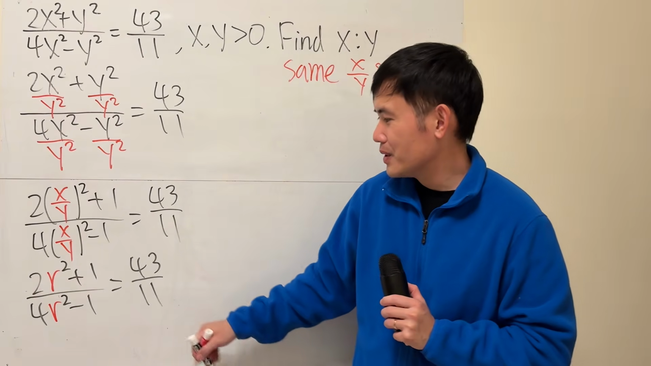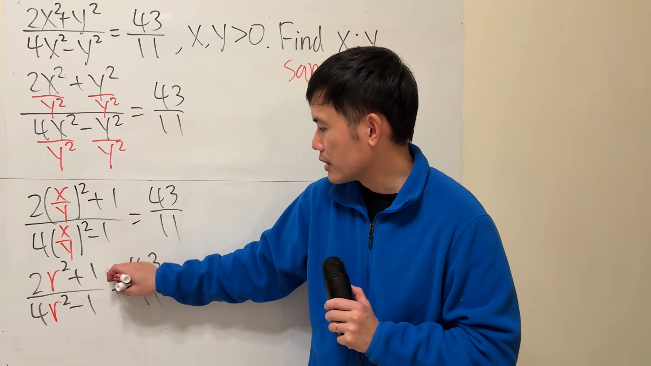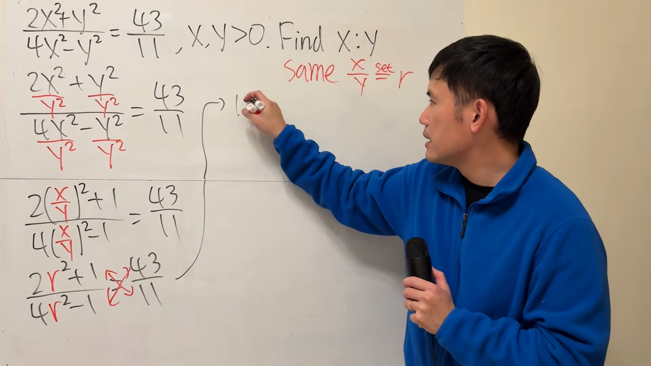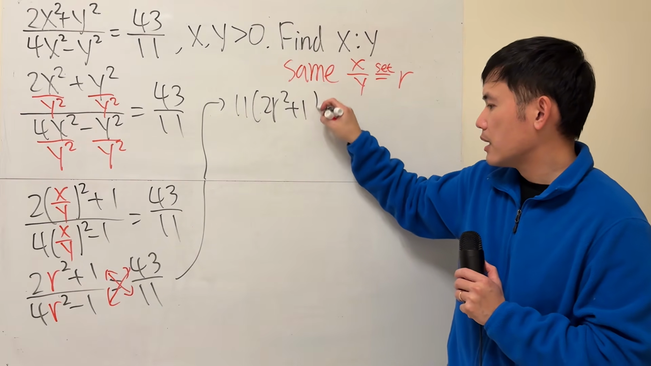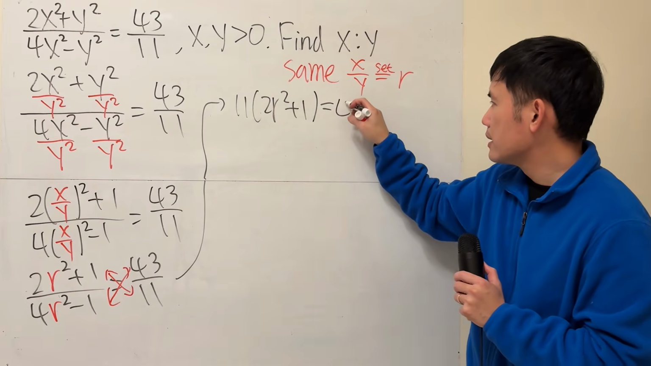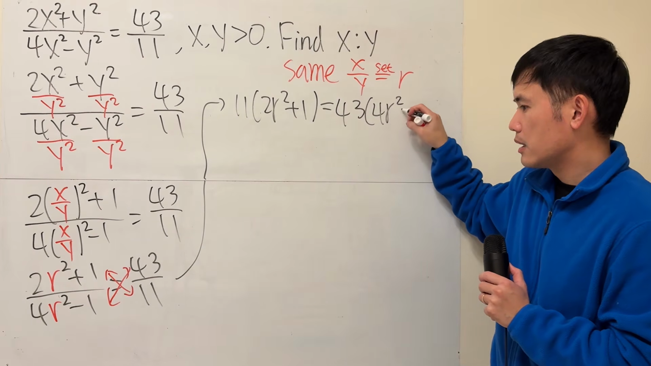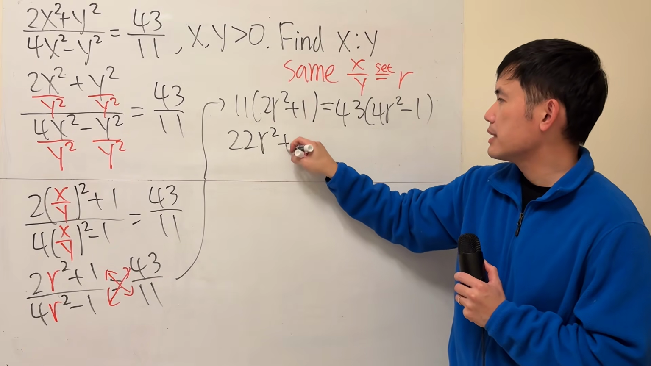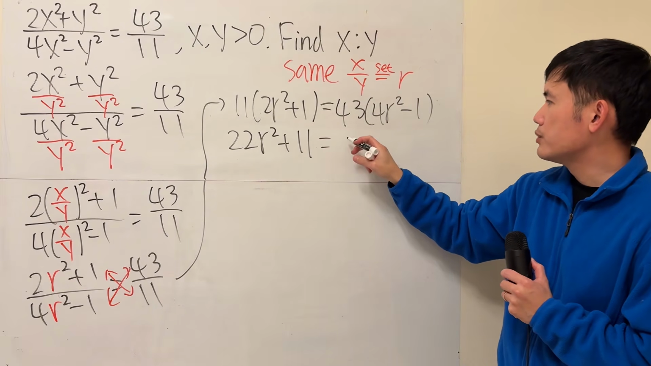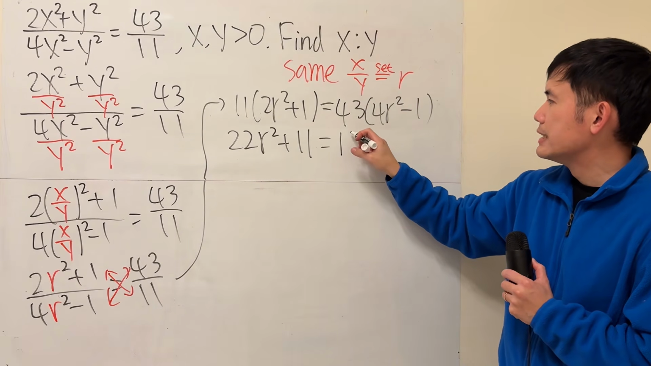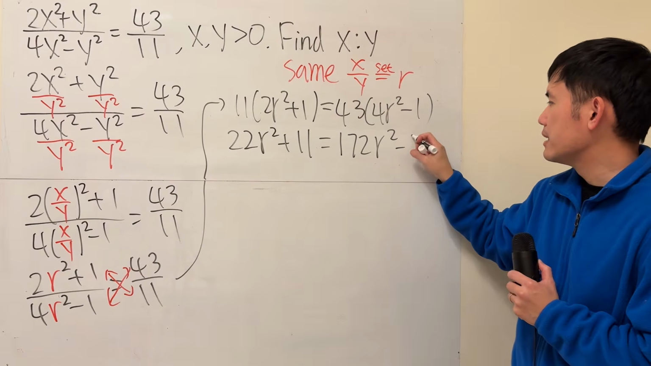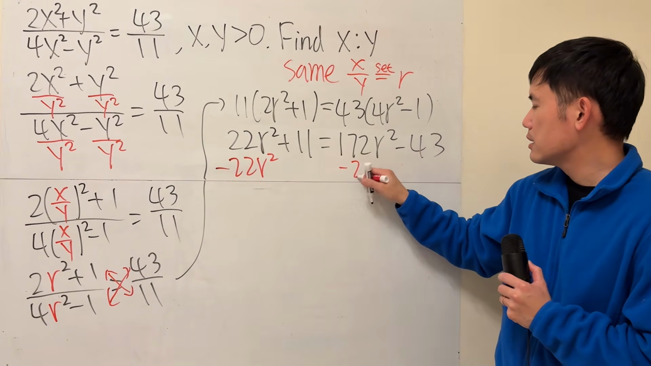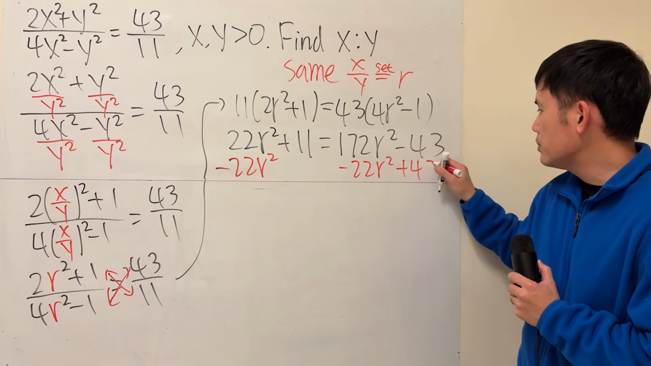How do we solve this? Two fractions equal to each other, just cross multiply. So 11 times that has to be 43 times that. Then I will distribute 11. We have 22r squared plus 11. And then multiplying the 43, we get 172r squared minus 43. Then I will subtract 22r squared from both sides, and then add 43 to both sides.